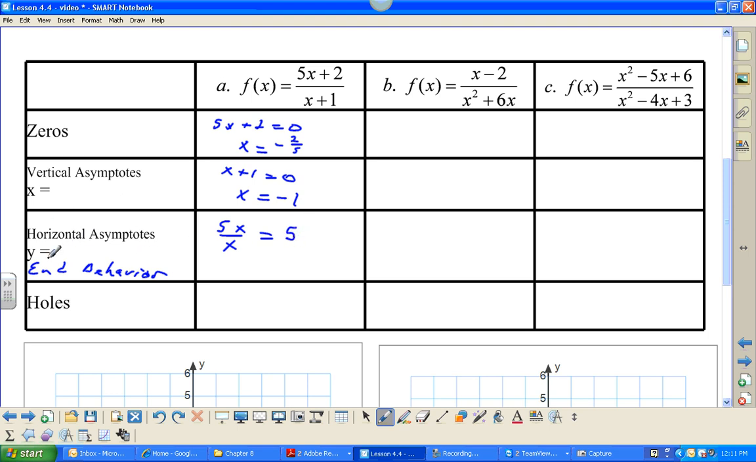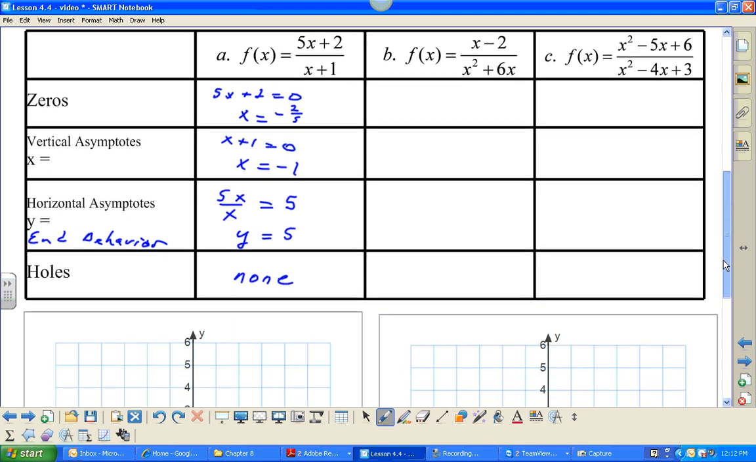For a horizontal asymptote, or for end behavior, we're always going to write that as y equals. So this will be a horizontal line where y equals the number 5. And in this case, there are no holes, because there are no factors that are common in the numerator and denominator, or no zeros that are common in the numerator and denominator.